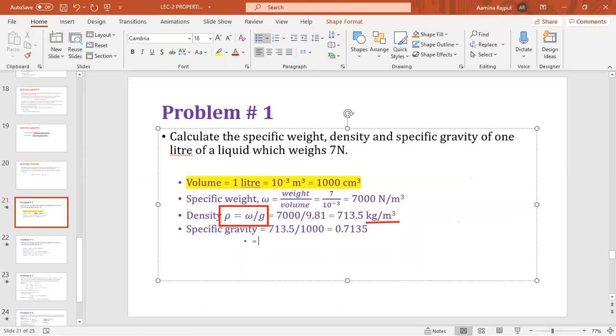So the specific weight for the liquid is 7,000 to the specific weight of water, that is 9810. So if you make a calculation, kindly take out your calculators and take this ratio, and it must be the same, 0.7135. So I'm going to give you a minute to make these calculations.